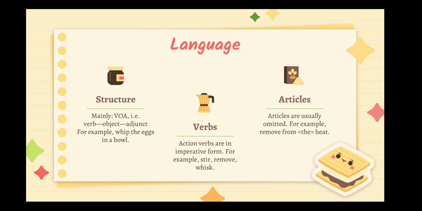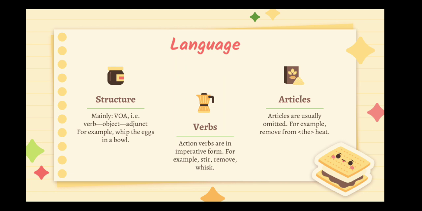Then verbs. Action verbs are in imperative forms. This is what you have to focus on, that they should be in the imperative form. For example, stir, remove, whisk. And you can see that the first form of the verb is used in instructions.